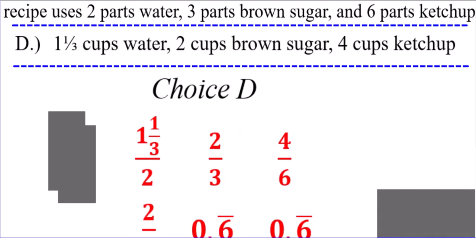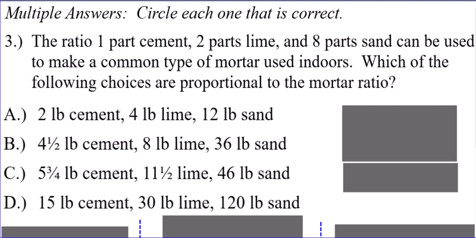All right, let's go ahead and flip the page. Problem number 3. Multiple answers. Circle each one that is correct. The ratio 1 part cement, 2 parts lime, and 3 parts sand can be used to make a common type of mortar used indoors. Which of the following choices are proportional to the mortar ratio? Okay, very similar to problem number 2. We got a 3-part ratio, and they're giving us multiple possible answers. Circle each one that is correct.